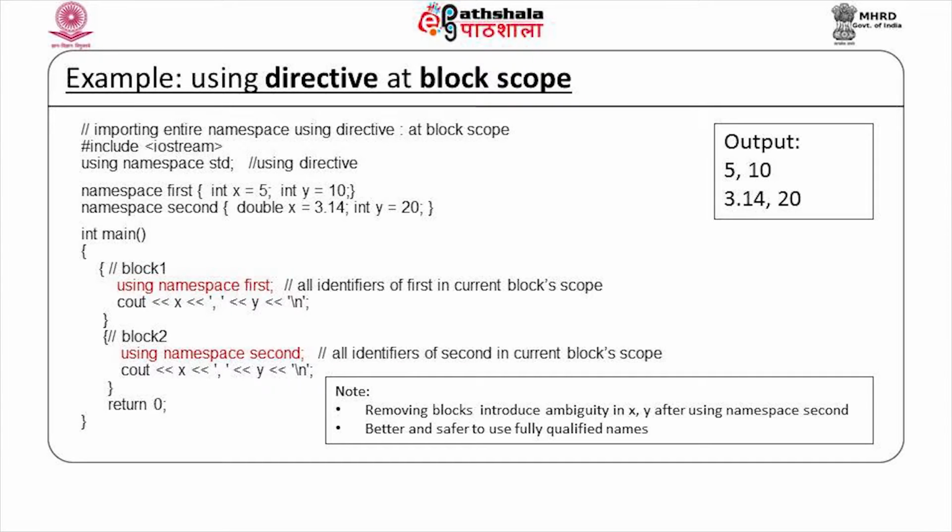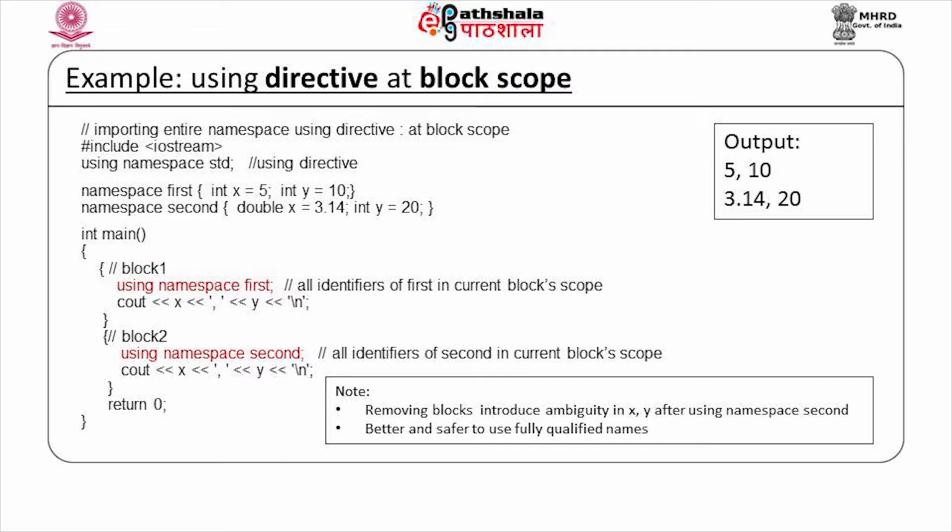When I say directive, we are importing the entire namespace, that means all the elements from the namespace. By importing, what we mean is we are bringing those elements to be available in the current scope. Now, here we have used the directive at the block scope. You can see we have created 2 namespaces named first and second with elements x and y. In the main function, we have created 2 blocks. In the first block, we say using namespace first.